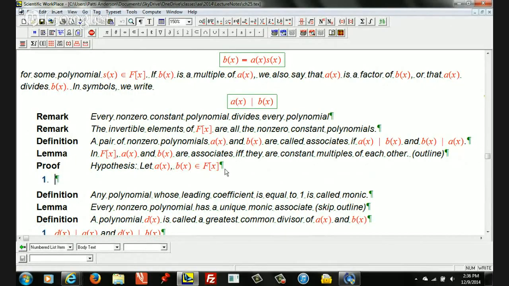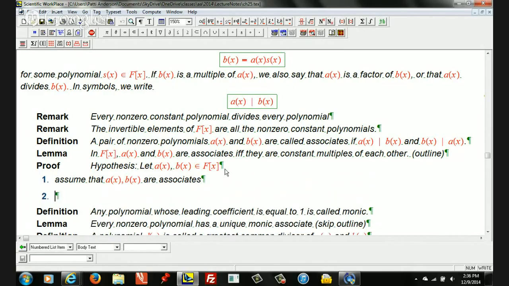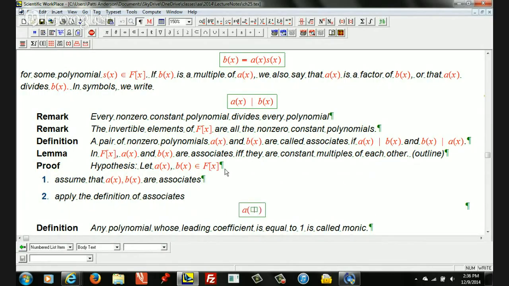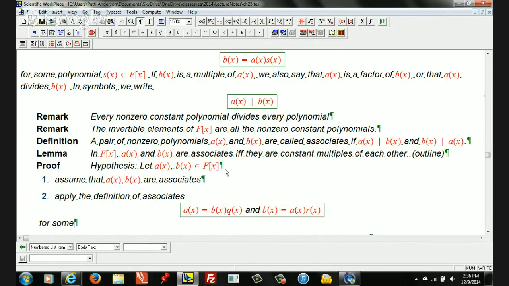Assume A and B are associates. Apply the definition. You're going to have A of X is equal to B of X times Q of X, and B of X is equal to A of X times R of X for some Q and R.